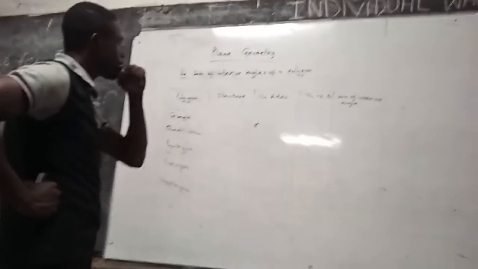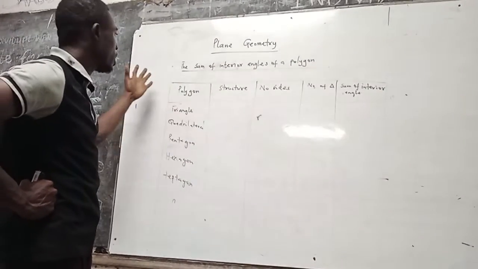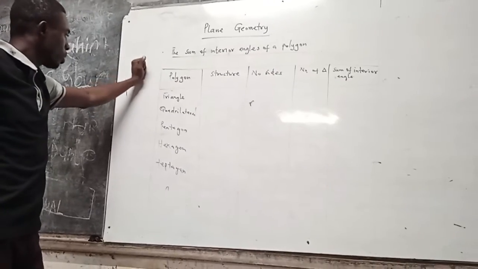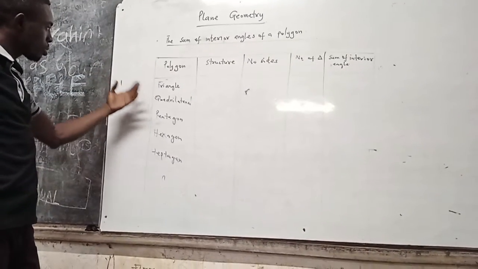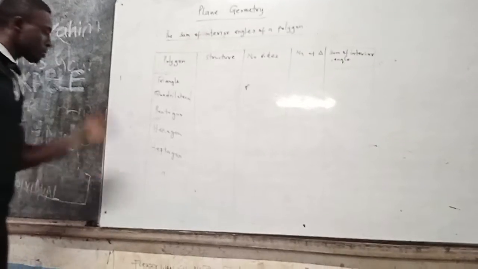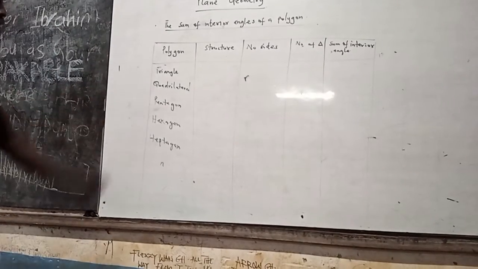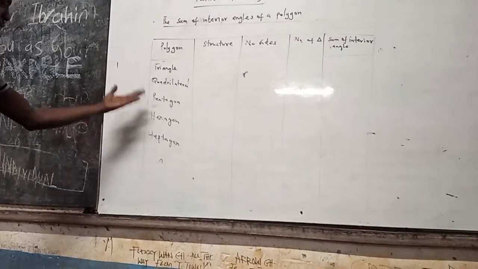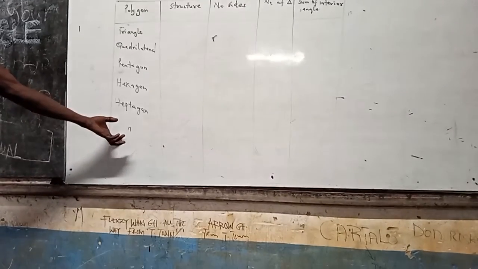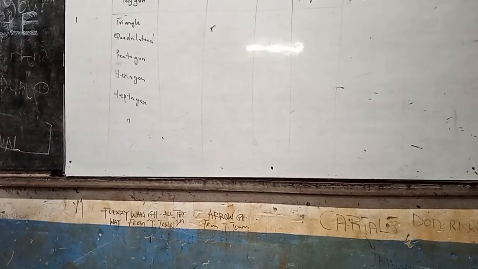Okay, so once we are done with angles, let's link it with the polygon. These are a number of polygons: triangle, quadrilateral, pentagon, hexagon, heptagon, octagon, nonagon, and decagon. That is 8, 9, and 10. We also have a polygon that we don't know.